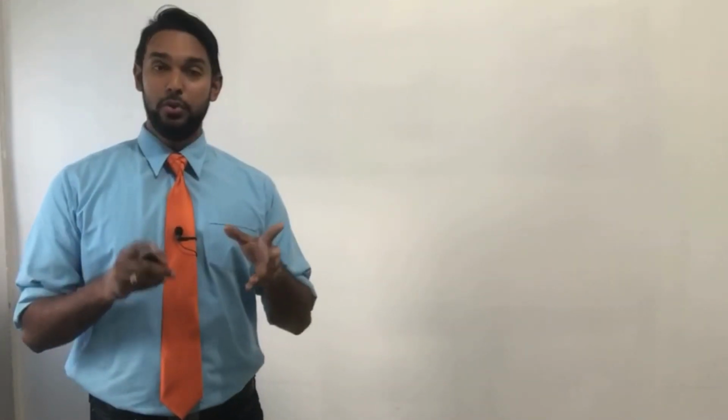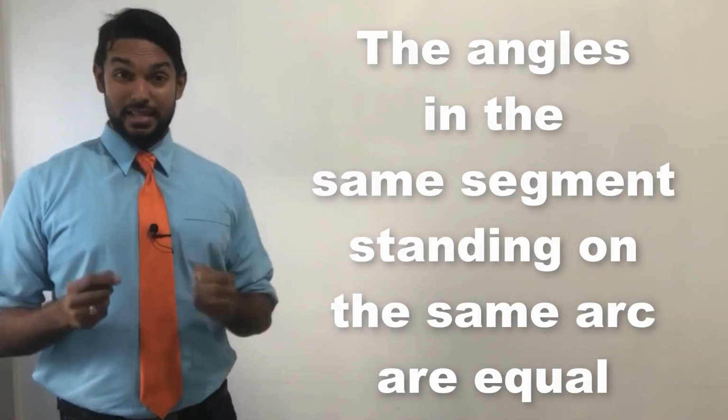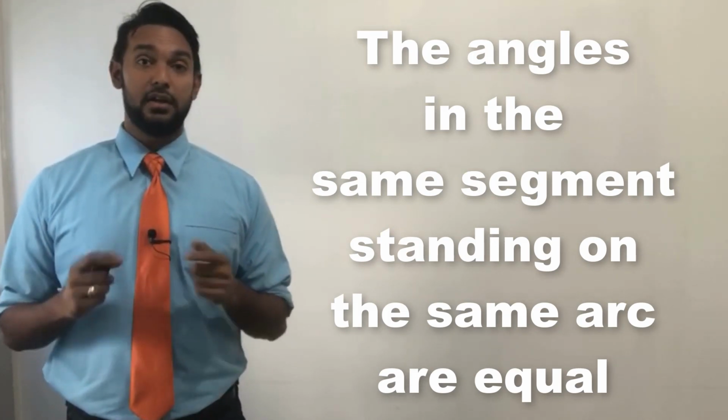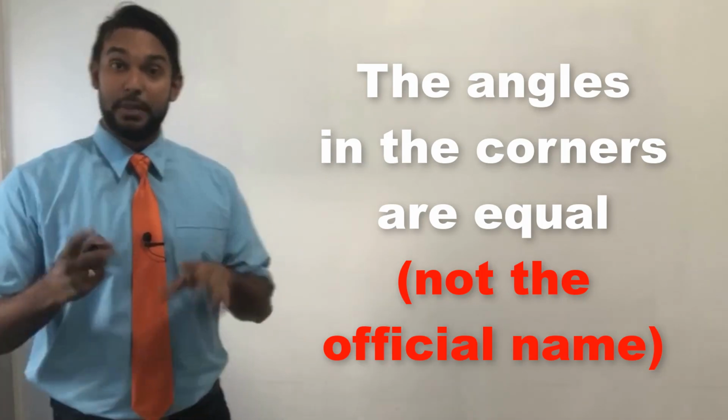Okay guys, what I want to do now is use the first rule that I showed you, the arrowhead rule, to prove or to derive another one of the circle theorems, which is where the angles in the same segment standing on the same arc are equal to each other. Or as I like to call it, the angles in the corners are equal. But let me show you guys.